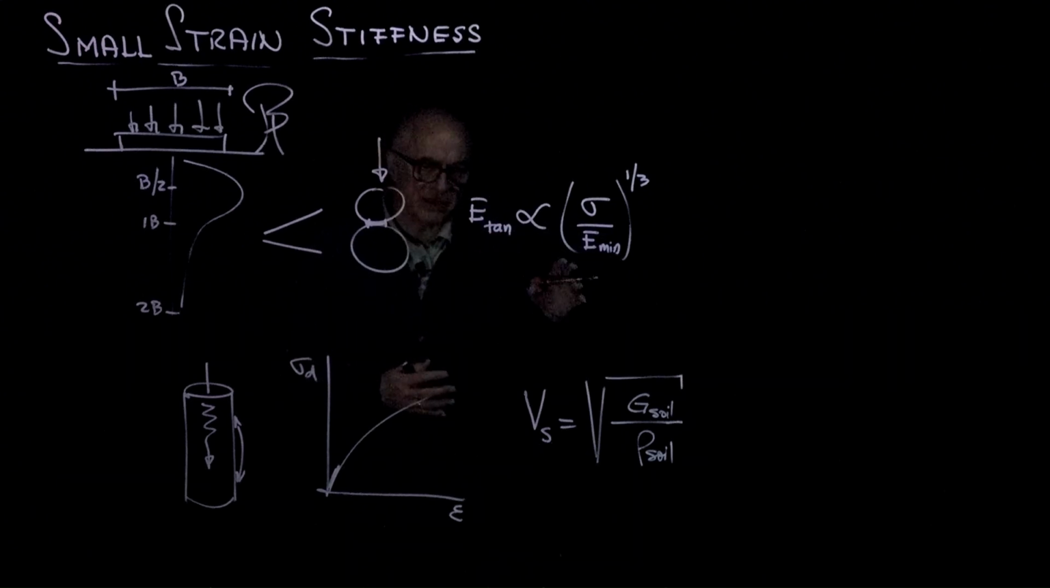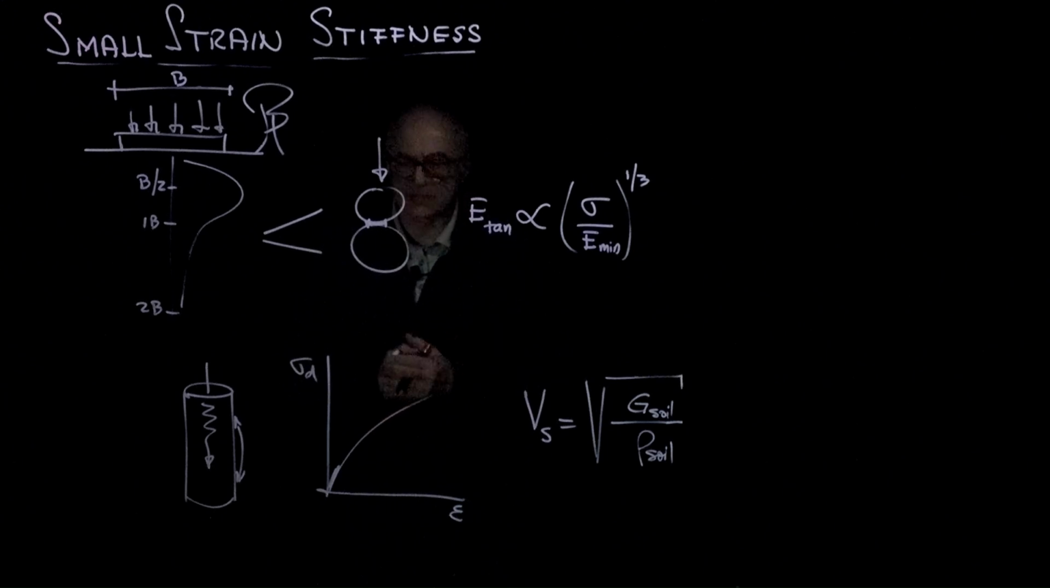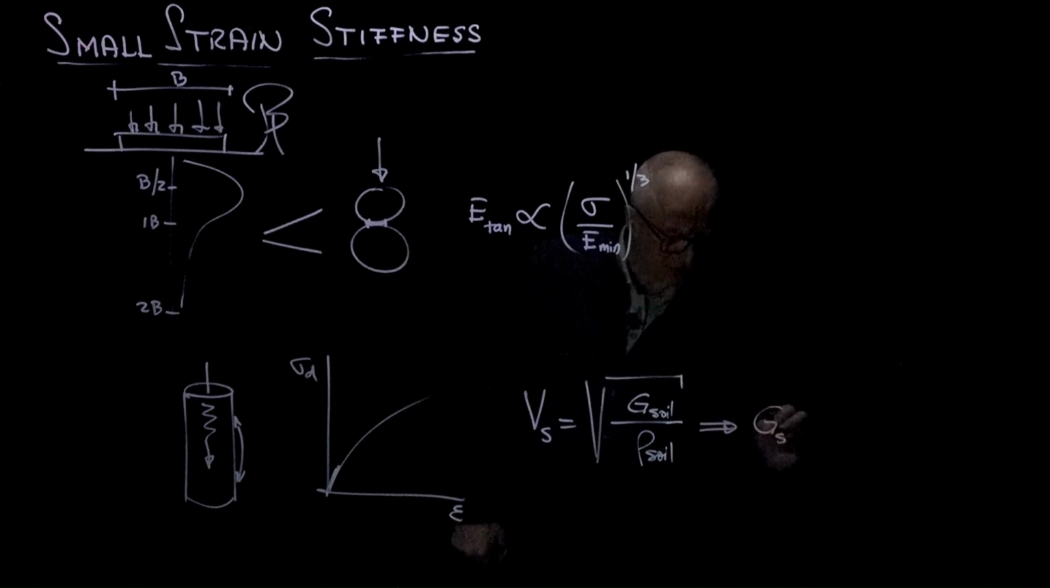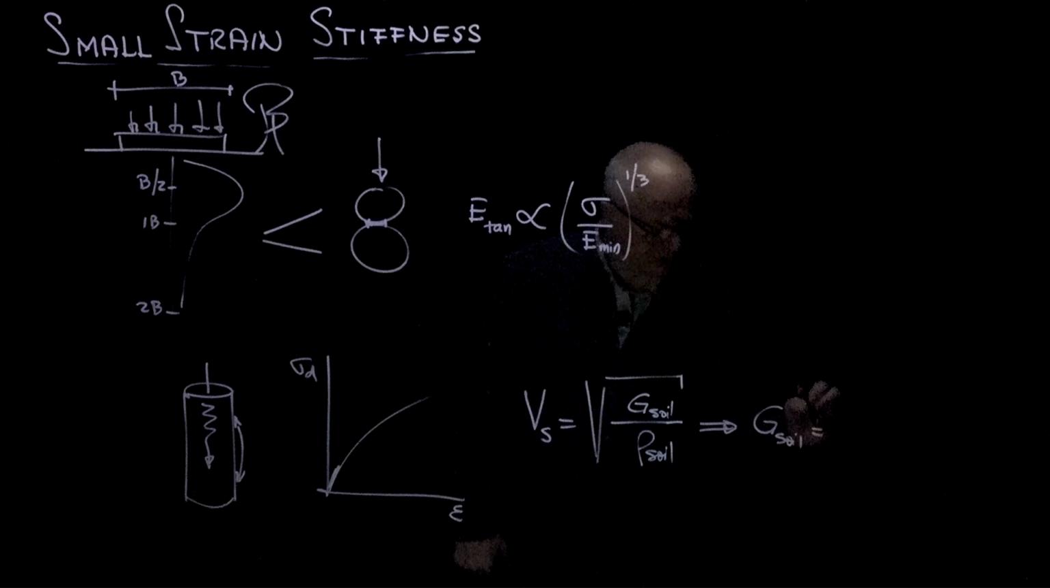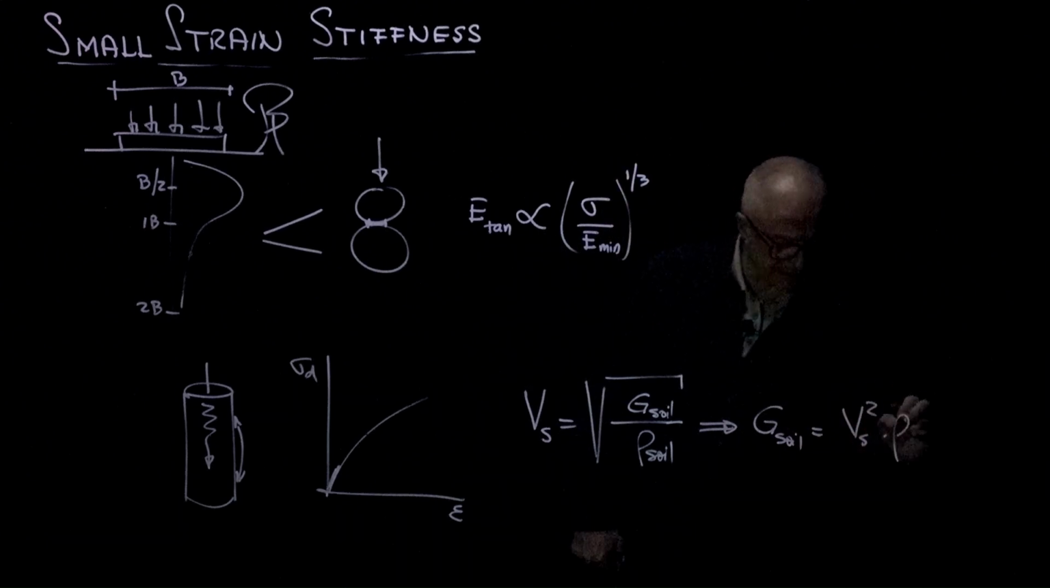While if it is a P wave and the soil is saturated, it will also reflect the stiffness of the pore fluid that saturates the soil. So let's put emphasis on the shear wave velocity. And now this one tells us that the shear modulus of the soil is equal to the shear wave velocity squared times the mass density of the soil.